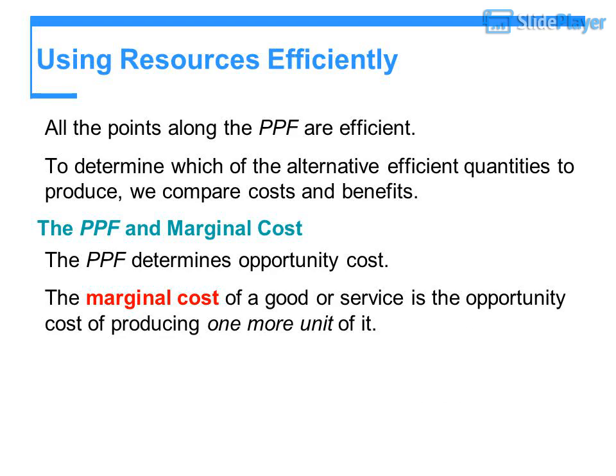Using resources efficiently. All the points along the PPF are efficient. To determine which of the alternative efficient quantities to produce, we compare costs and benefits. The PPF and marginal cost. The PPF determines opportunity cost. The marginal cost of a good or service is the opportunity cost of producing one more unit of it.